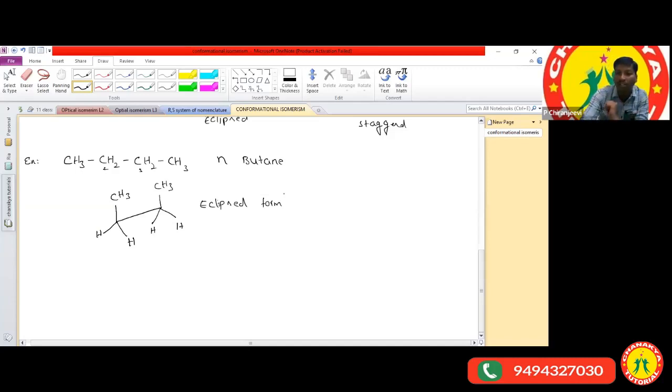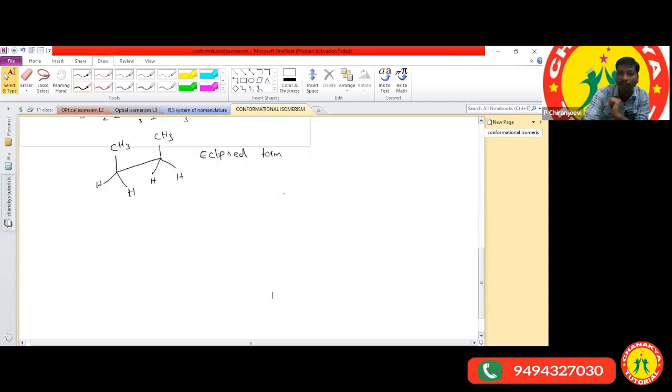I'm writing all those structures. Once you check it out here, so I write here the Newman projection formulas. First I'll write like this. This is the second carbon atom and this is the first carbon atom. The first carbon atom is attached with CH3, H and H. The second carbon atom is also attached with the methyl group, and here H, here H. Now this we can call the eclipsed form.